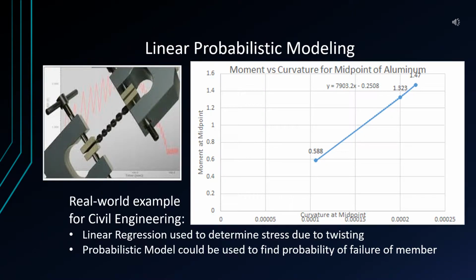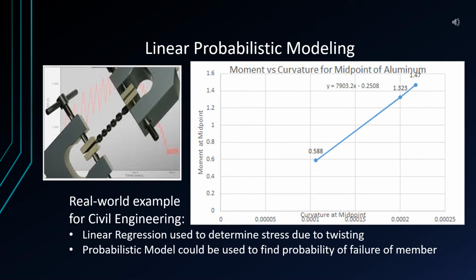A real-world example for civil engineering comes from a torsion test done in a mechanics of materials class. For those who don't know, in a torsion test, you use weight to twist a bar and measure how much it rotates. In this experiment, the force applied and distortion were linearly regressed to compare the theoretical value of shear modulus, or G, to an experimental value.